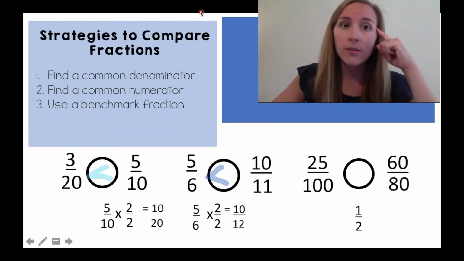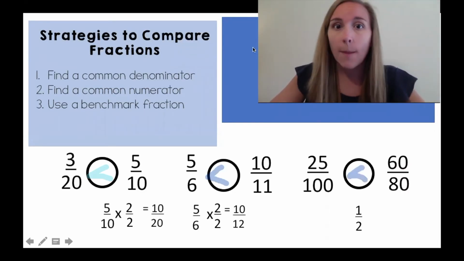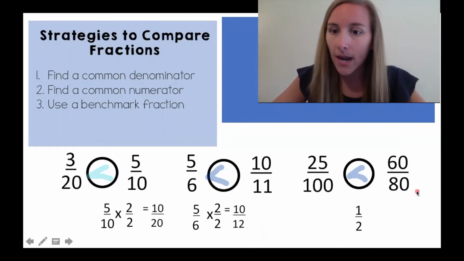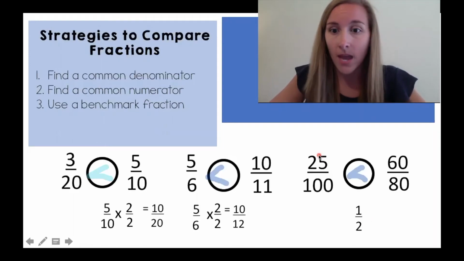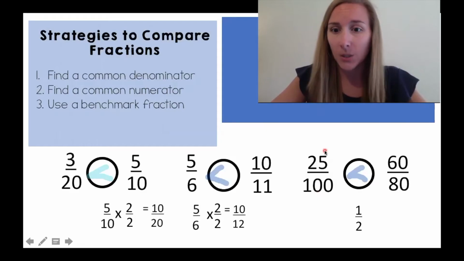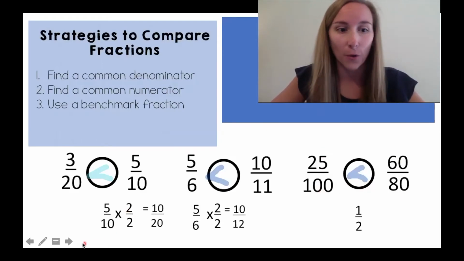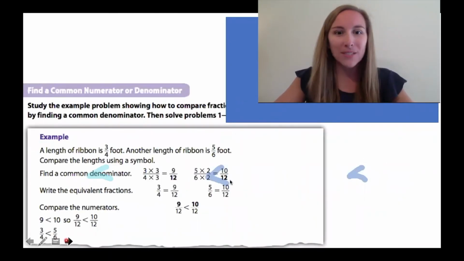I can use that thinking of a benchmark fraction to say, because 60 over 80 is greater than 1/2 and 25 over 100 is less than 1/2, that means that 25 hundredths is less than 60 over 80. Y'all are doing great. We're almost done.